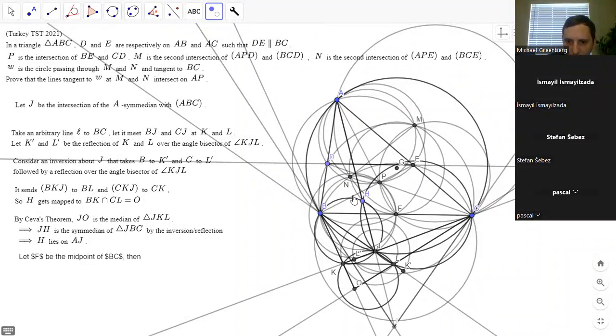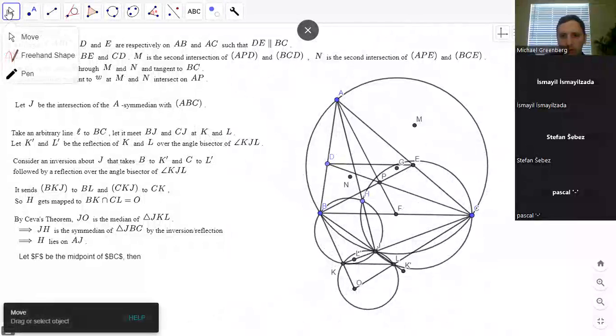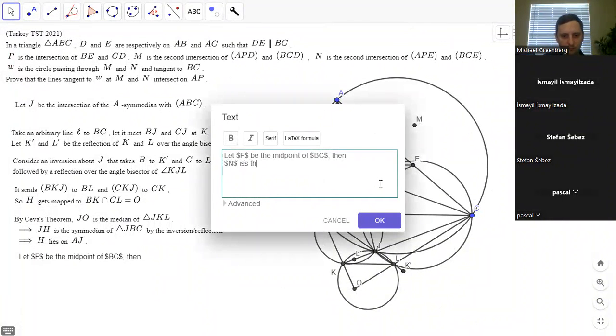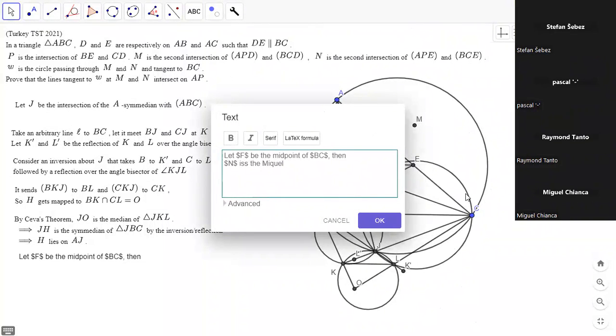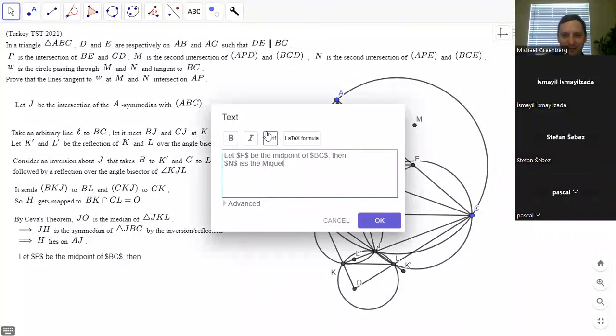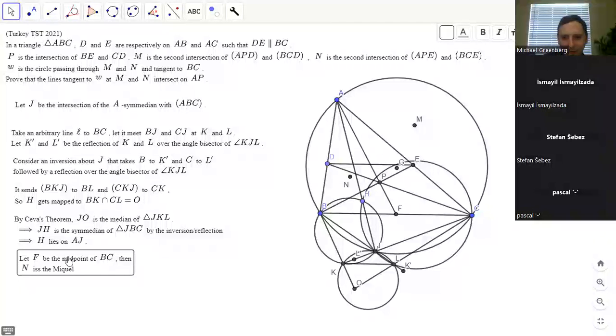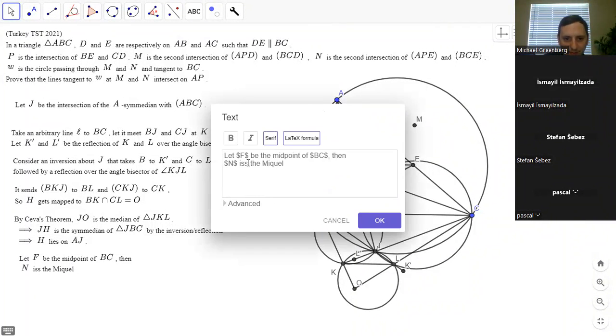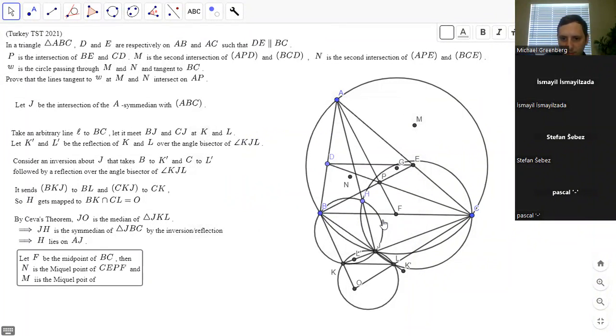So N is the Miquel point of FPEC. Well, it's not Miquel, it's Miguel with this joint, but so N is the Miquel point of CEPF. And M is the Miquel point of BDPF.